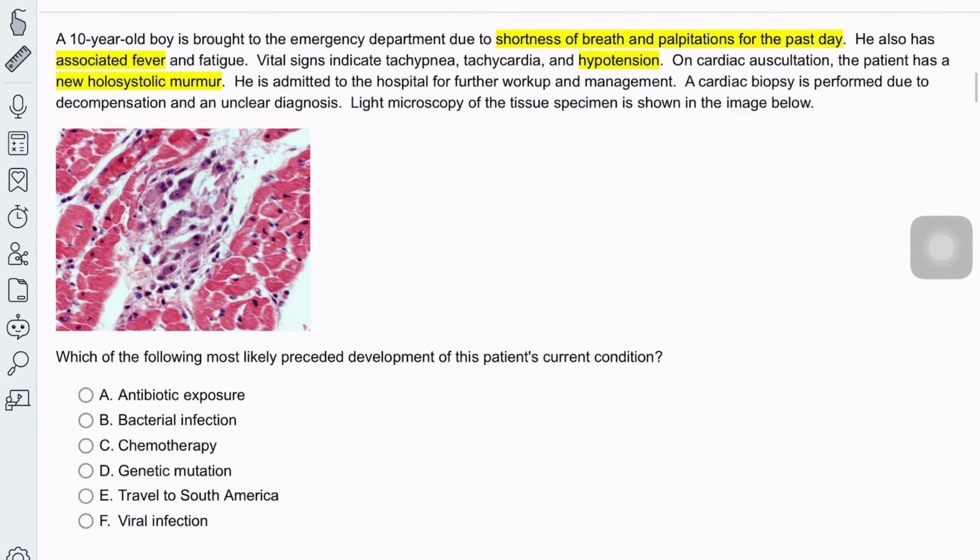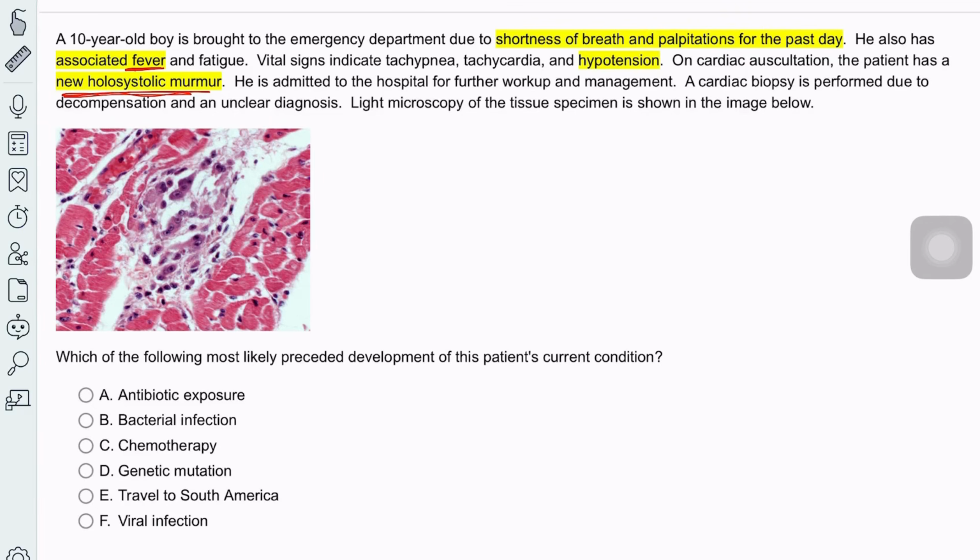Next question. A 10-year-old boy is brought to the emergency department due to shortness of breath and palpitation for the past day. He also has associated fever and fatigue. Vital signs indicate tachypnea, tachycardia, and hypotension. On cardiac auscultation, the patient has a new holosystolic murmur. He is admitted to the hospital for further workup and management. A cardiac biopsy is performed due to decompensation and an unclear diagnosis. Light microscopy of the tissue specimen is shown in the image below. Which of the following most likely preceded development of the patient's condition?